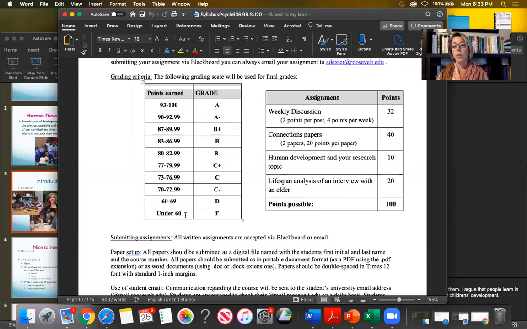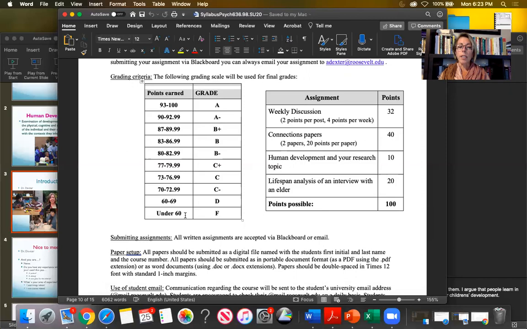This class is out of 200 points. You can see the biggest single project here is the lifespan analysis, which is an interview with an older person. We'll talk a little bit more about that as it comes up. But the thing that you should know at this point is that you may be thinking about who in your life you'd like to interview.